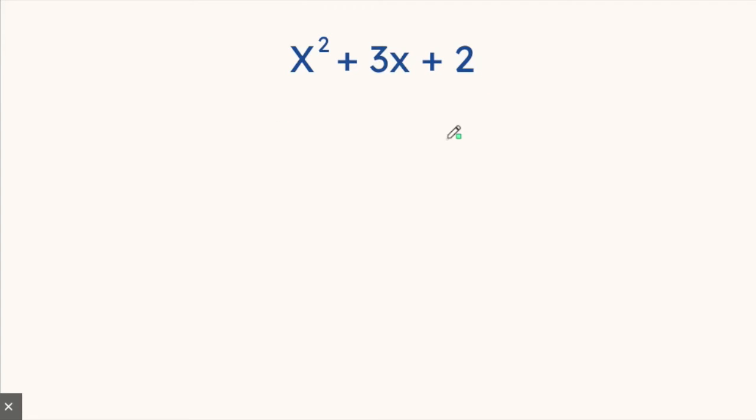And the way we do that is this rule. Now, this can be written as ax squared plus bx plus c. A being the coefficient of x squared, which in this case is 1. B being the coefficient in front of this x, which in this case is 3. And c being this number. And our answer, when we factor, is going to be in a form like this.